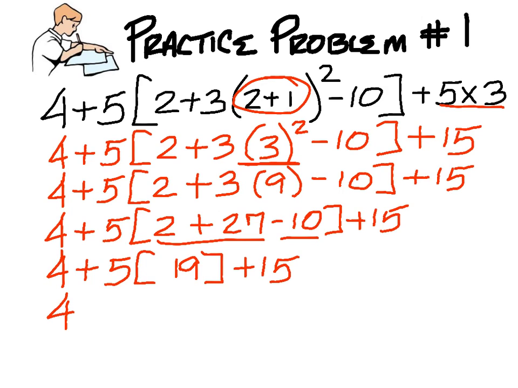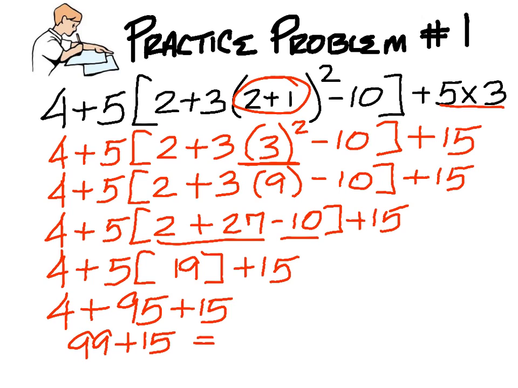And when you multiply 5 by 19, that's 95. And now you have 4 plus 95, which is 99, plus 15. Answer is 114. A bonus problem while we're waiting on the practice to come in.